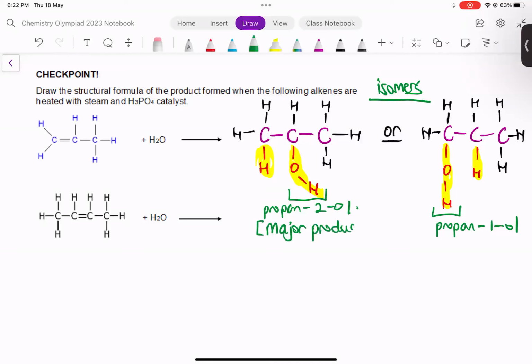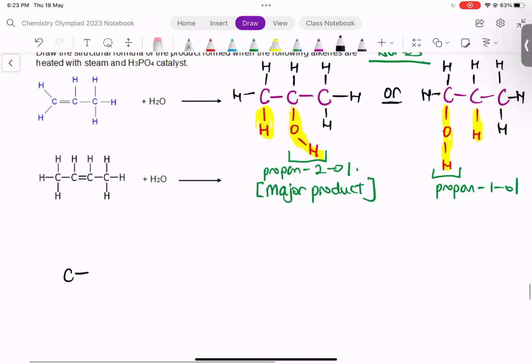But why? To understand and explain why propan-2-ol is formed in a larger amount, we need to go back to the carbocations that we drew just now. So just now we drew the mechanism for electrophilic addition. Can I just revise with you? The mechanism looks like this. You have the double bond. This is propene. And then comes H2O.